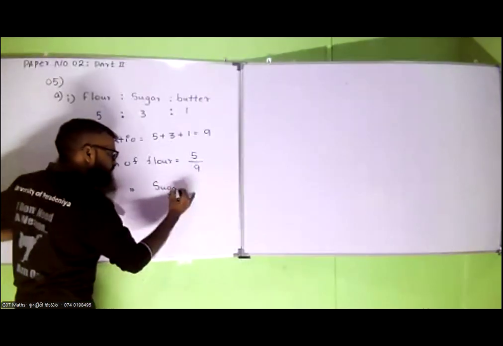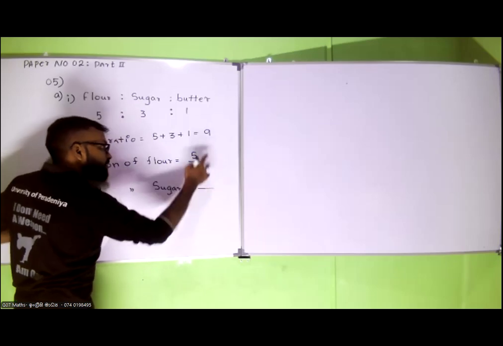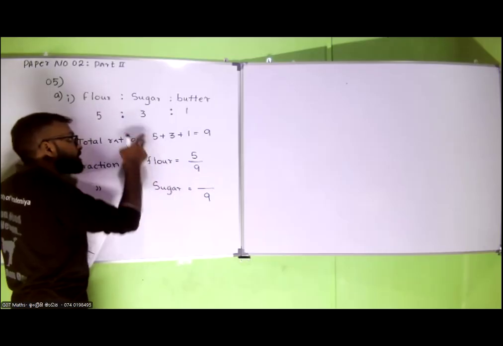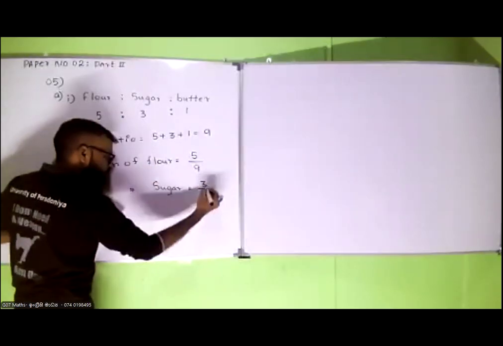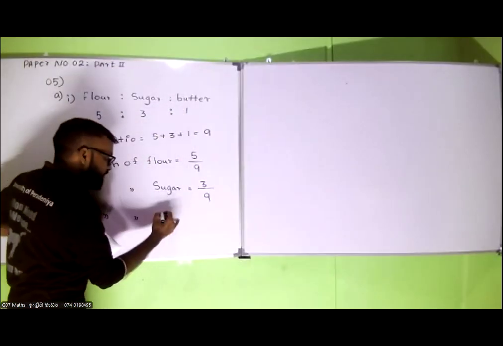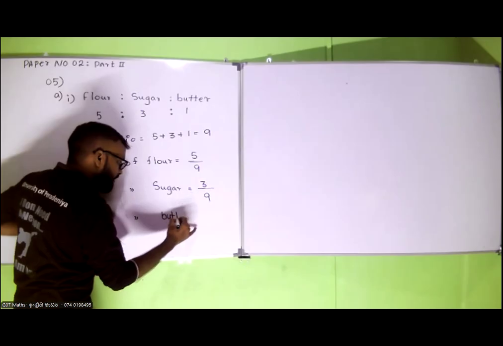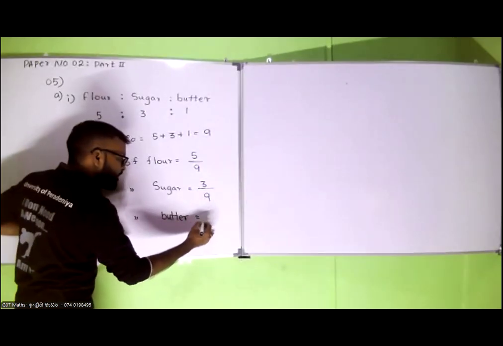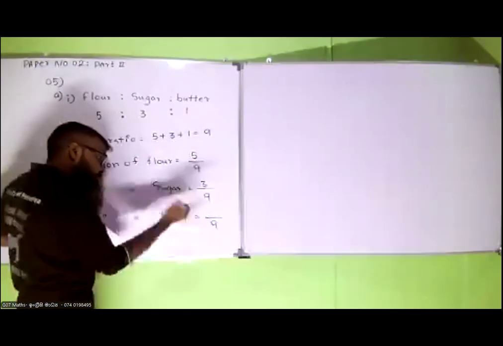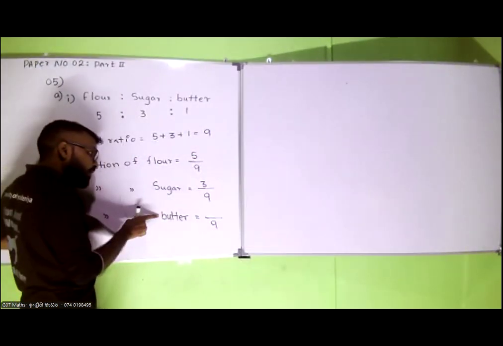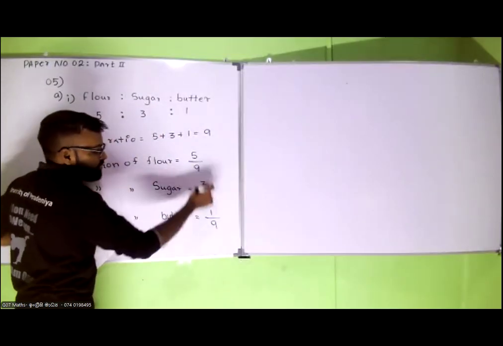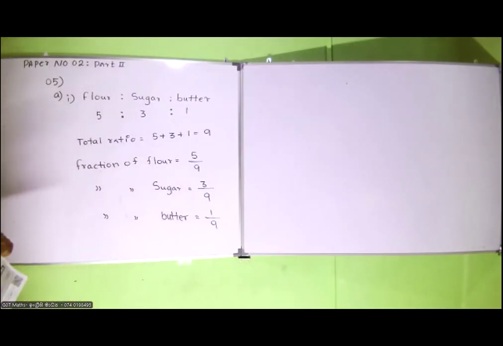In the same way, the fraction of sugar. How many total parts are there? 9. Out of that total 9 parts, how many sugar parts are there? 3. Same thing for the fraction of butter. The denominator is 9, and out of that 9, butter has 1 part. So 1 upon 9. This is the answer for the first row.